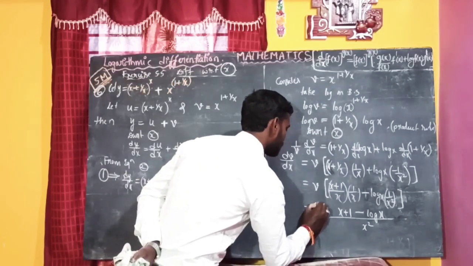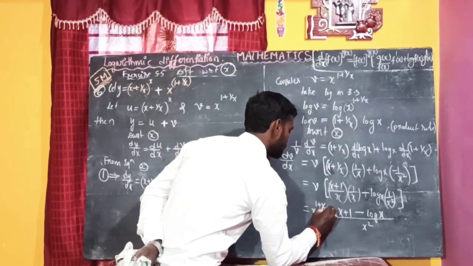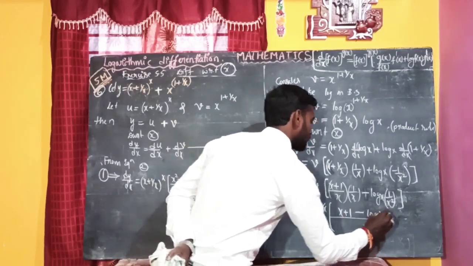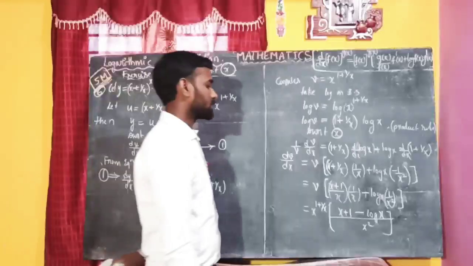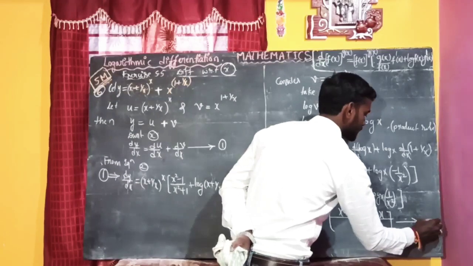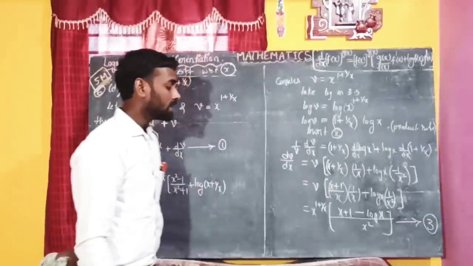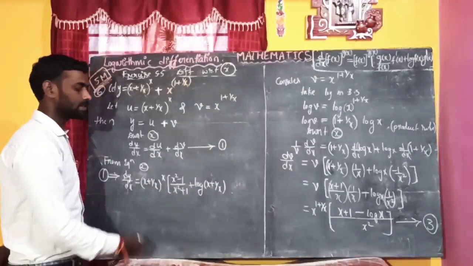x to the power of 1 plus 1 by x, x to the power of 1 plus 1 by x into x plus 1 minus log x by x square. Call it as equation number 3. And substitute 3 in this equation.